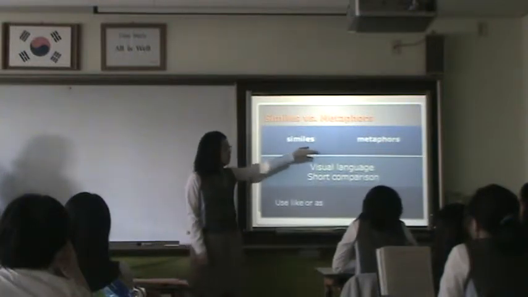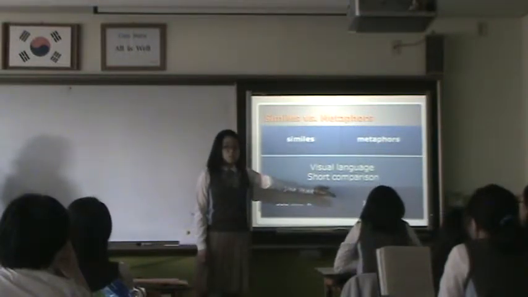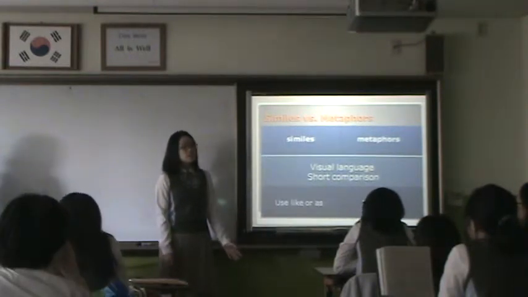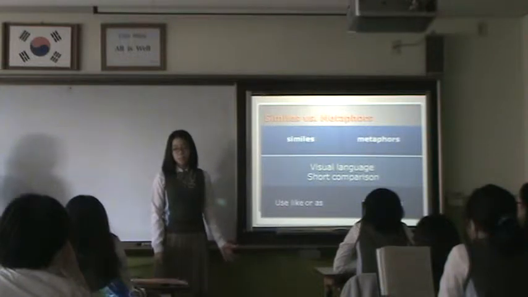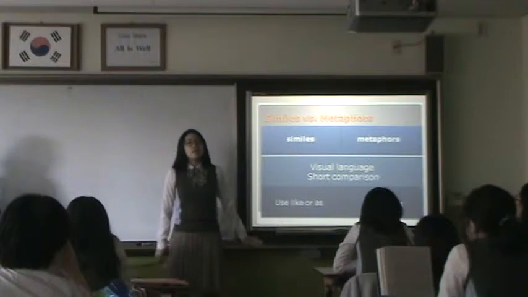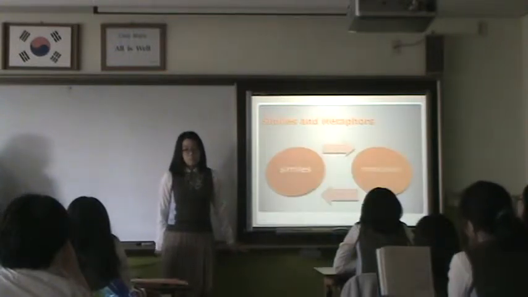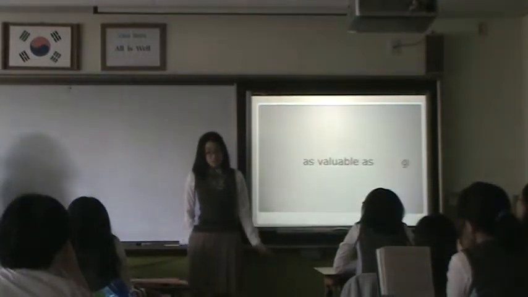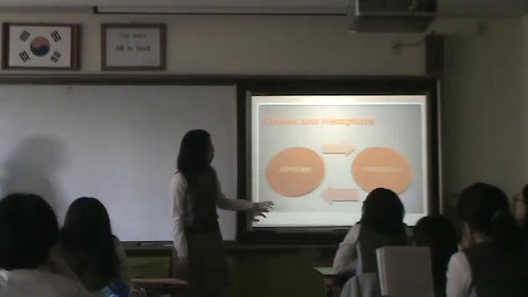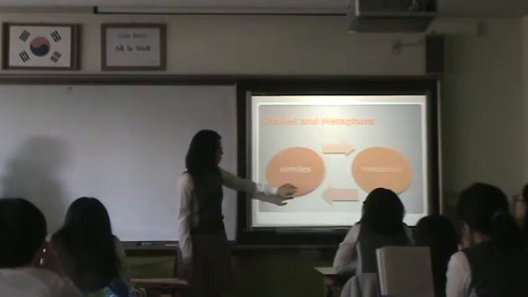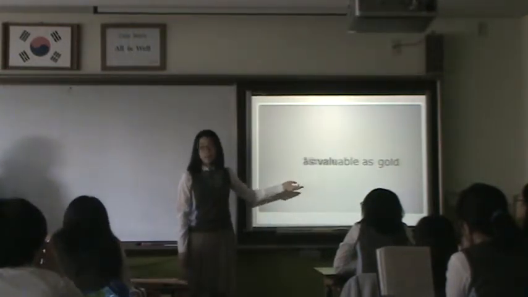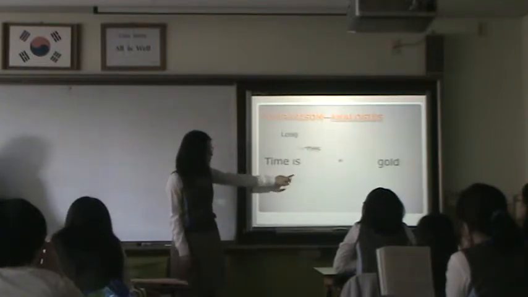On the other hand, a metaphor compares like things without using like or as. The sentence like "time is gold" is a good example of metaphors. As you see, they use different expressions. However, they are still based on resemblance and similarity between two words. So we can make metaphors by removing like or as from the similes, like this.